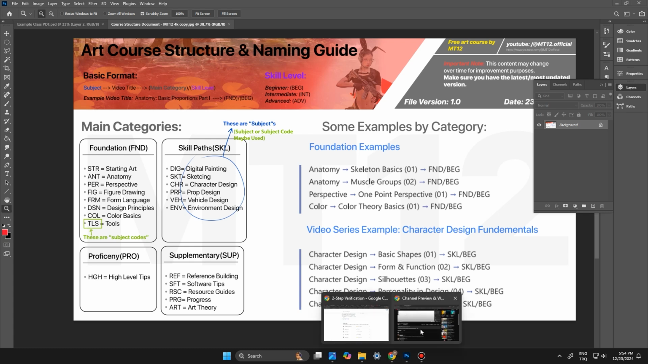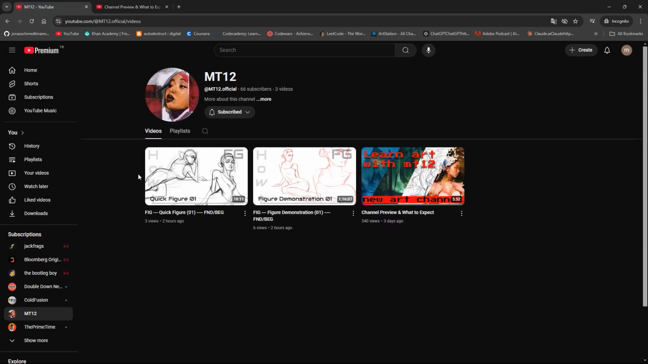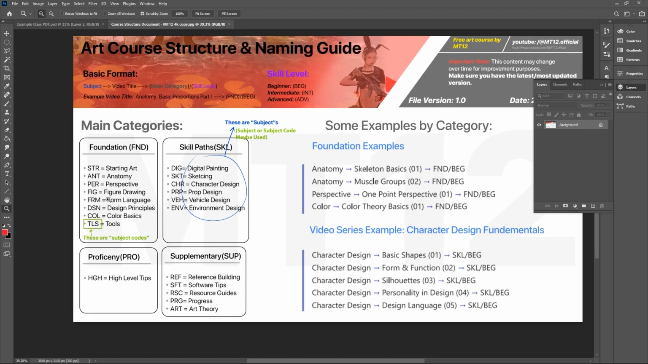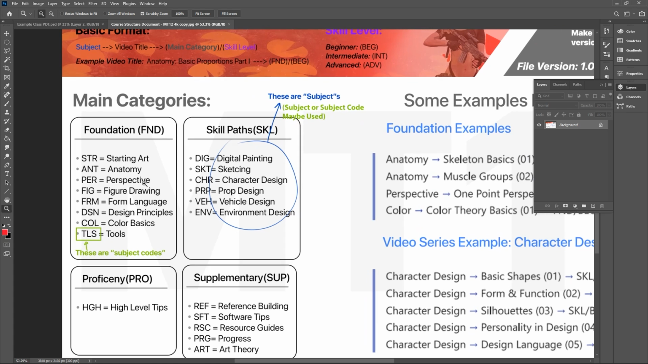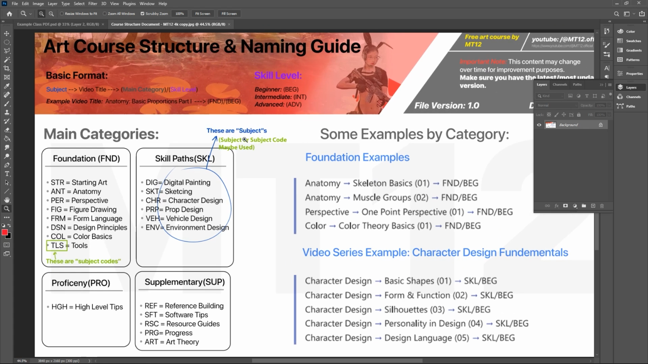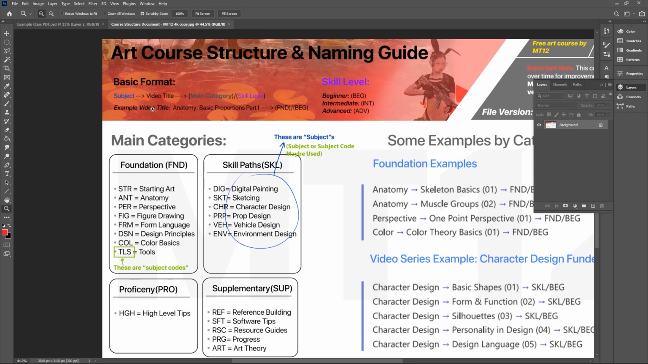Okay, let's look at here. So when we go to my channel, we can see that we have the course code here, FIG, which stands for figure drawing. I could have said only figure drawing, and as you can see here, these are subjects, and the subject code may be used for the first part. For this part, I can use either the name of the subject or the code of the subject.